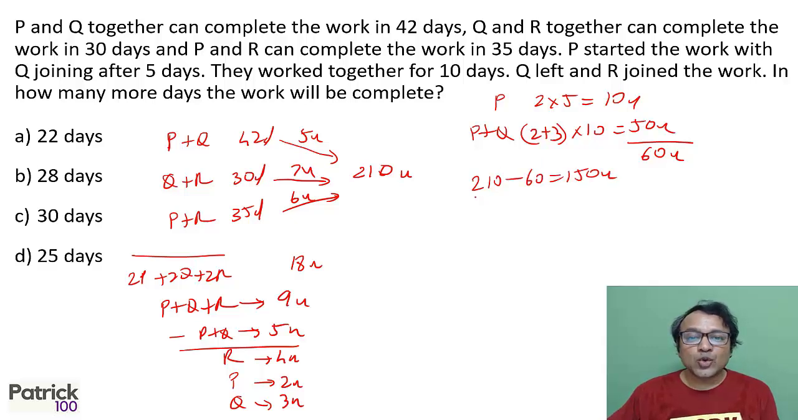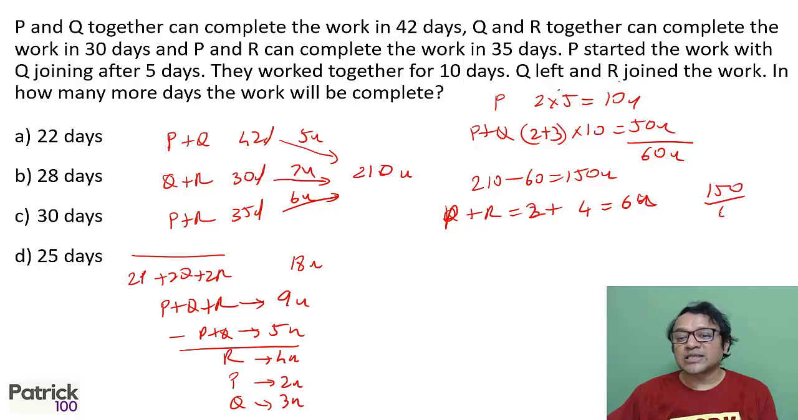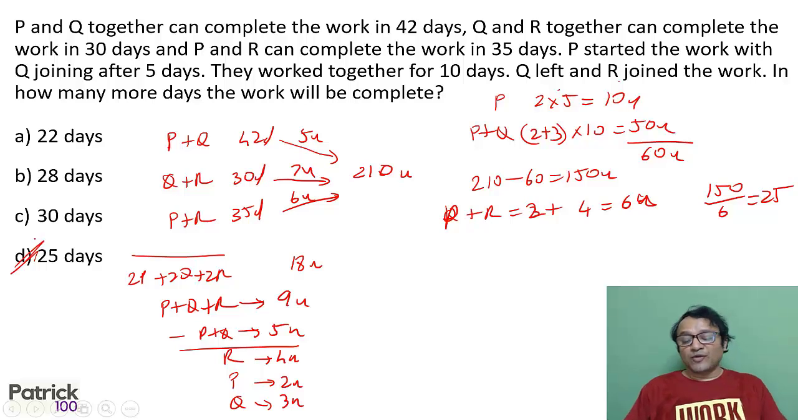Who is working? Q left and R joined, it means P and R are working. So which is 2 plus 4, 6 units of work per day. So the number of days taken is 150 upon 6, which is 25 days. Number of days taken will be 150 units of work, each day they complete 6 units of work. So that will be 25 days.